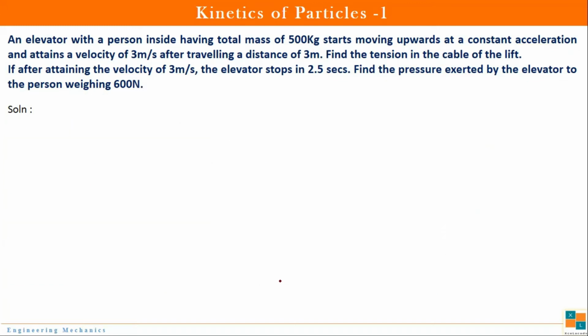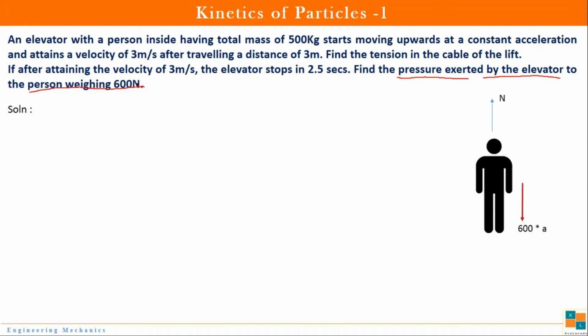It was asked that there is a man and we need to find out the pressure exerted by the elevator on the person weighing 600 newtons. So let me make a person and the forces acting on him. The first force will be the applied force. There is no applied force on this man inside the elevator. Next is the self weight. The weight is given to us as 600 newtons, so it will be acting downwards.